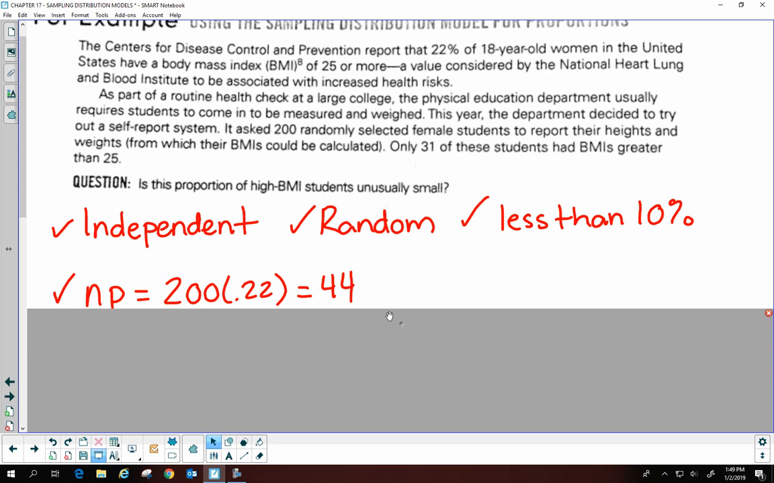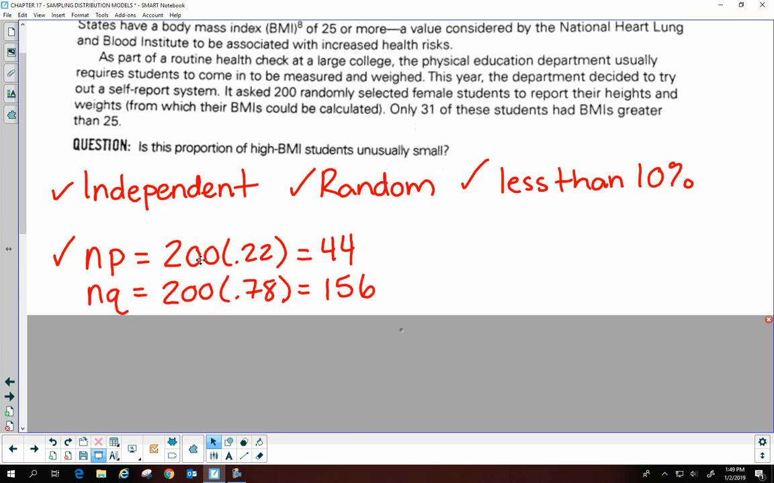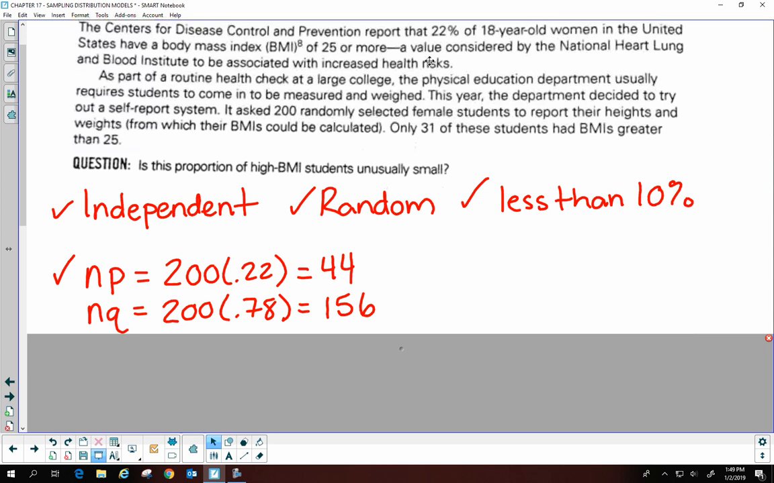We're also going to check that our sample size is large enough, so we take our 200, multiply it by what they report as the percentage who have a BMI of 25 or more, 22%. Do the same thing, 200 times 1 minus p, or q. And so we could expect from the sample of 200 to get 44 successes and 156 failures. And so we're good. Our sample's large enough according to that rule.